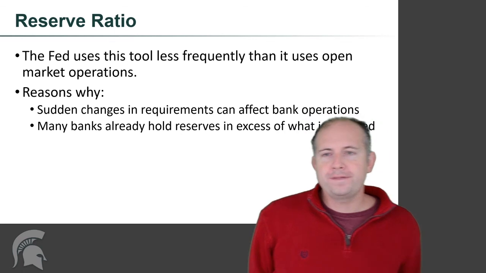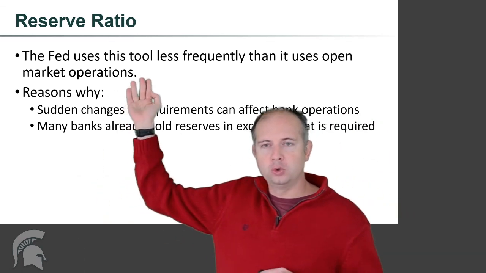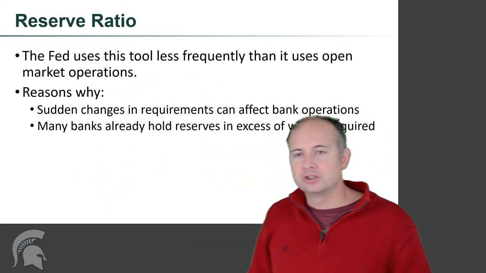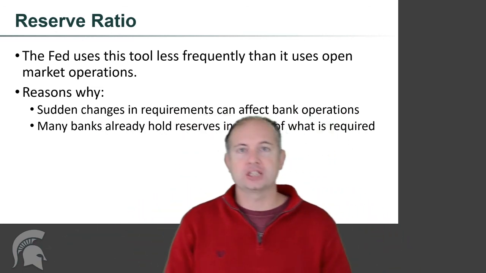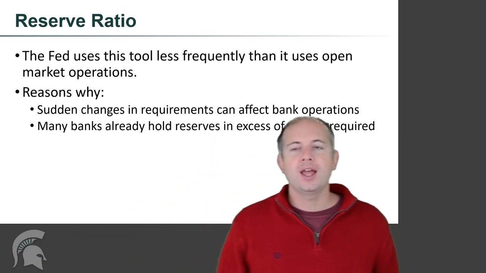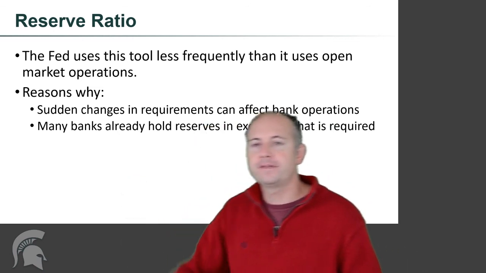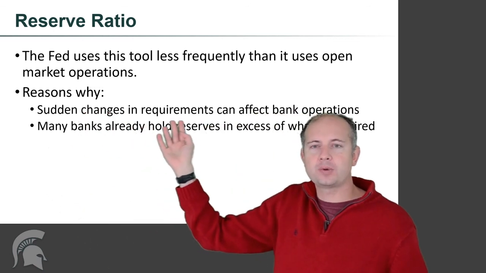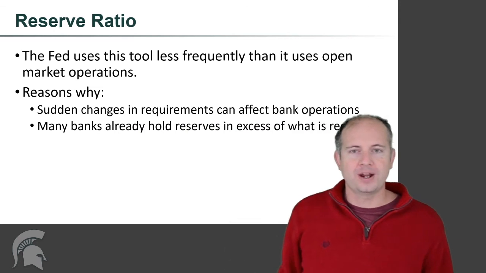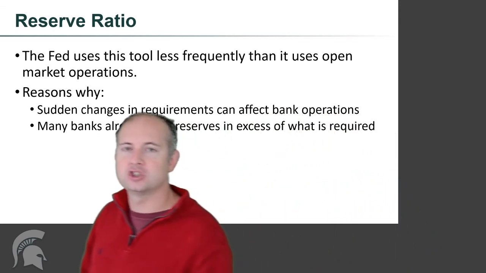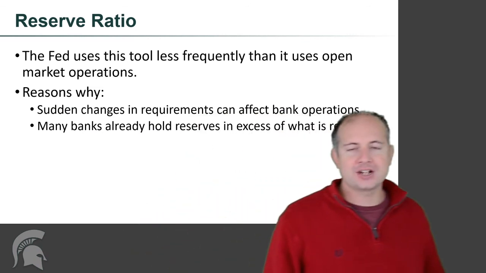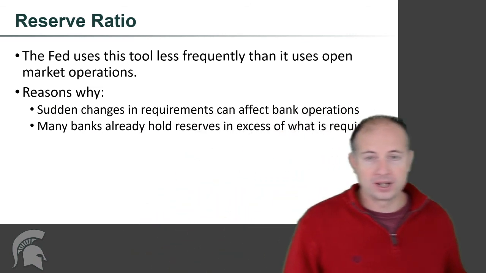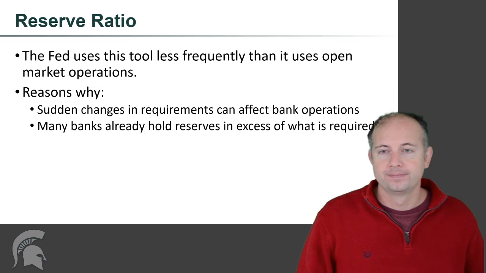So the Fed uses the reserve ratio tool less frequently than it uses open market operations. We don't typically see the Fed doing a lot of adjustments to the reserve ratio, and there are a couple of reasons why. The first is that sudden changes in requirements can affect bank operations. Banks don't want to deal with the uncertainty that tomorrow they might have to hold more cash in the vault and hurry up and figure out a way to acquire cash.